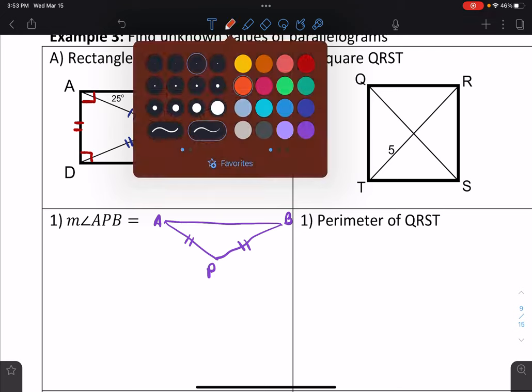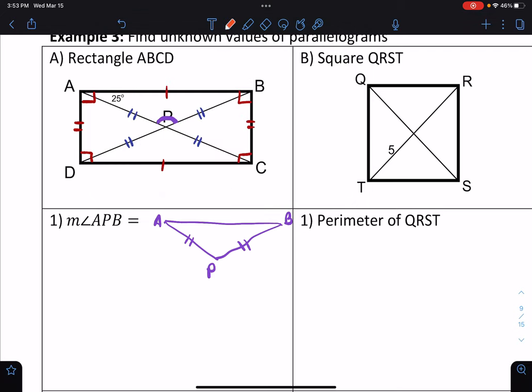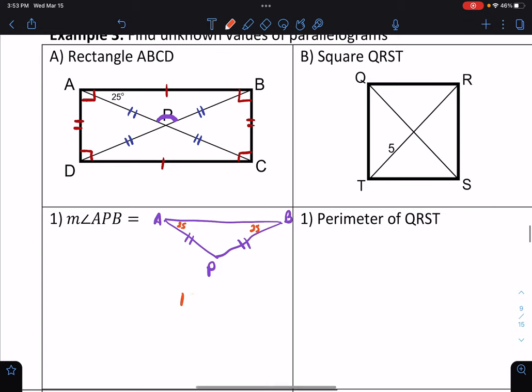So this angle that was given to us, angle PAB, that was 25 degrees, which means this other base angle is also going to be 25 degrees. So angle APB is going to be 180 minus both of those base angles. So 130 degrees. So that angle right there is going to be 130 degrees.